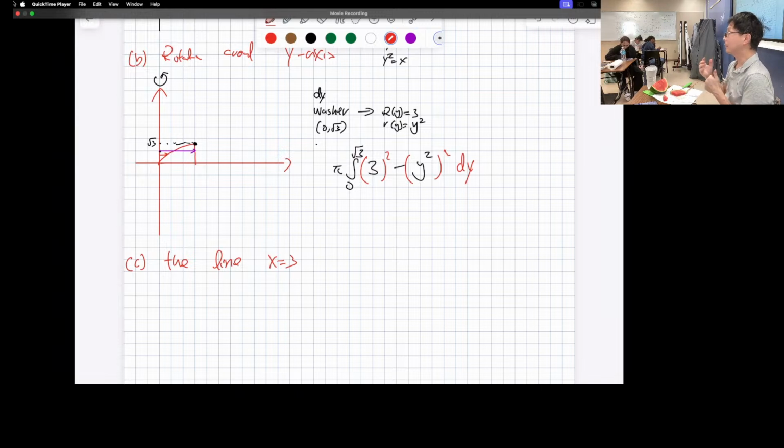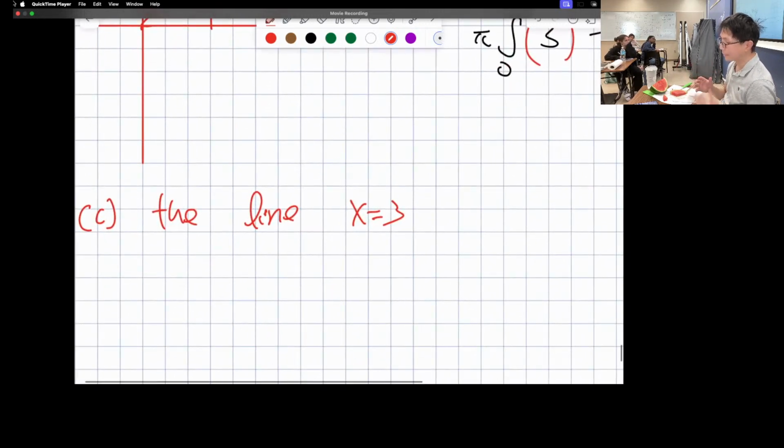Decide, is it a disc or a washer? Think about what kind of shape it would be. Think about whether it is dx or dy. Think about the boundary. If it's a disk, then what is big R? If it's a washer, there's a big R and small r, what are they? And then come up with an equation.